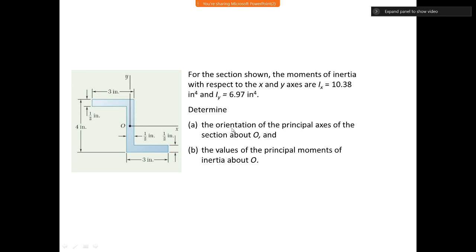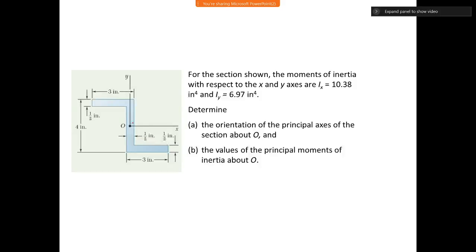Now the question is, determine the orientation of the principal axis of the section about O. That is the first part. And the second part, what are the values of the principal moments of inertia about O? So as I said in the last class, the area moment of inertia is helpful when we are talking about bending of structures. And if we are talking about mass moment of inertia, then it is about rotation of these structures.